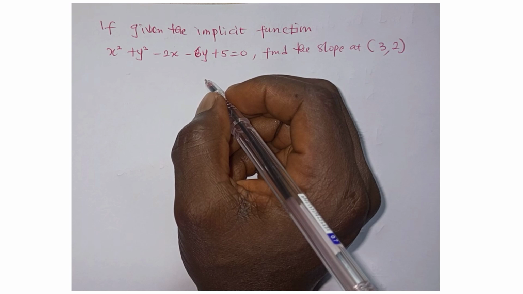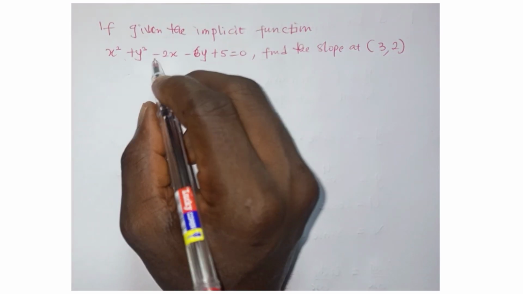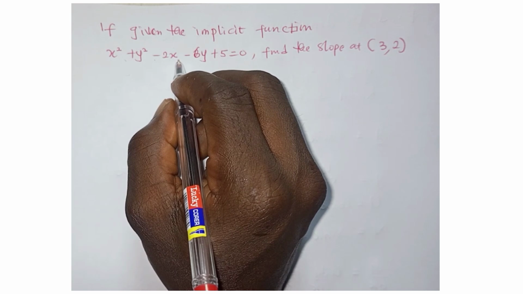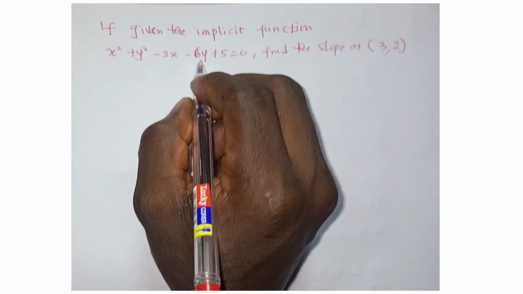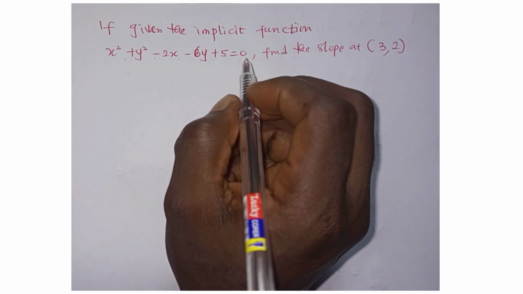Given the implicit function x squared plus y squared minus 2x minus 6y plus 5 equals 0, find the slope at (3, 2).